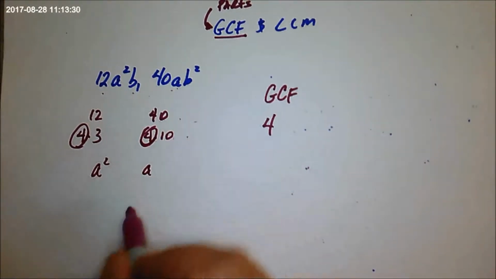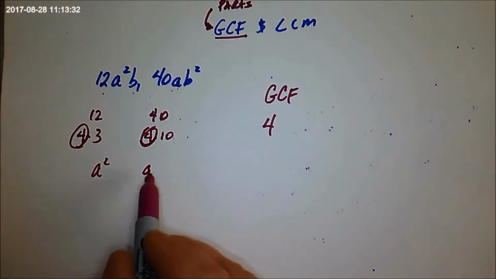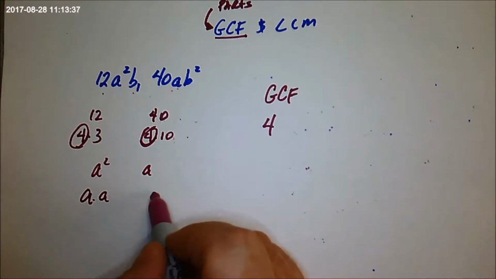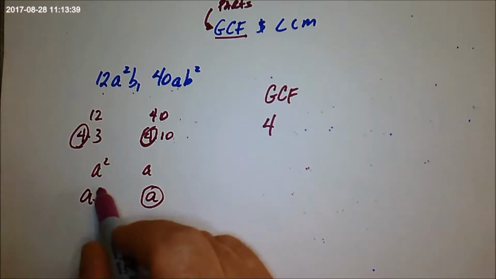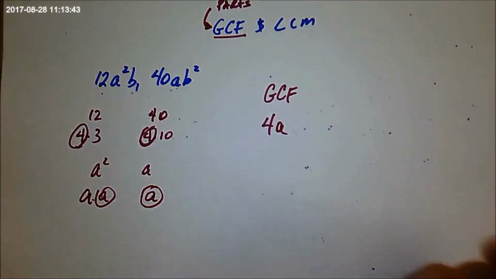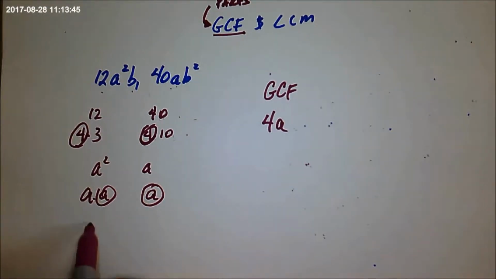Now, a squared and a. Now, this is a times a, and that's just a. The biggest thing they have in common, do you see a squared is a times a, and that's a. The biggest thing they have in common is a. So my GCF of both of those is going to be 4, now a.